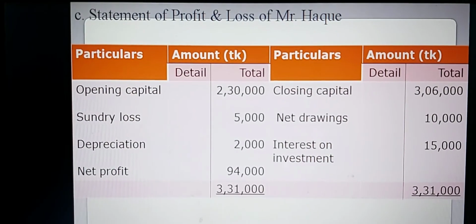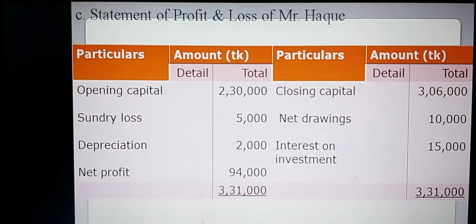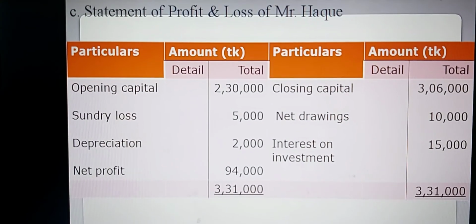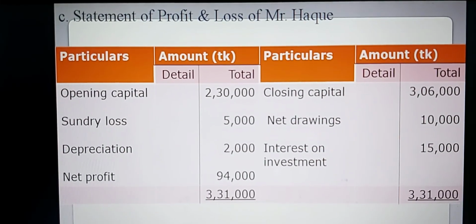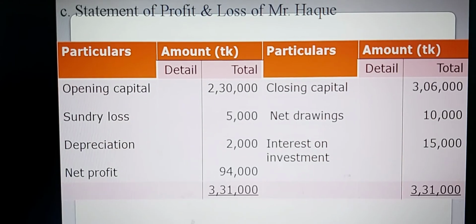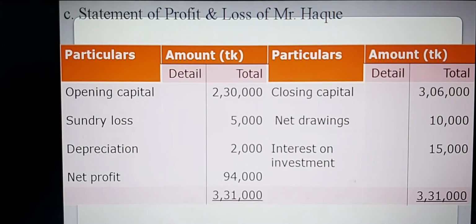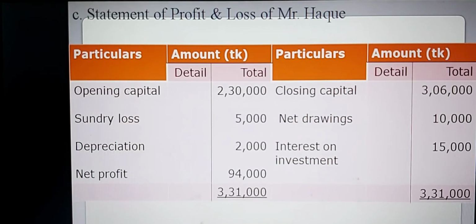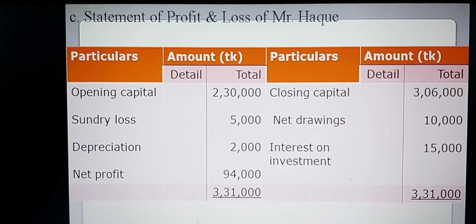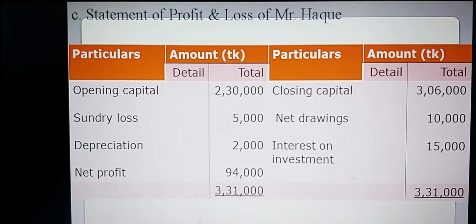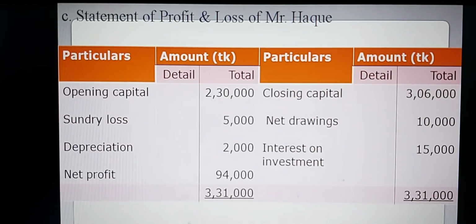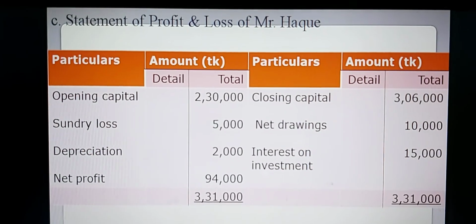On the right side total amount is taka 3,31,000. On the left side 2,37,000. At this moment the missing amount is taka 94,000. You know, at all times, if the right side of the profit and loss statement is more than the left side, then it is indicated as net profit. Dear students, you are watching in the slide, that is the amount of net profit of taka 94,000 in this math of Mr. Hawk's business.